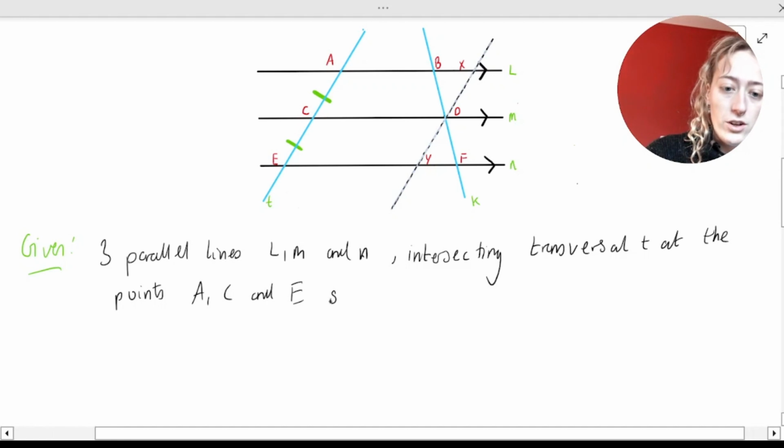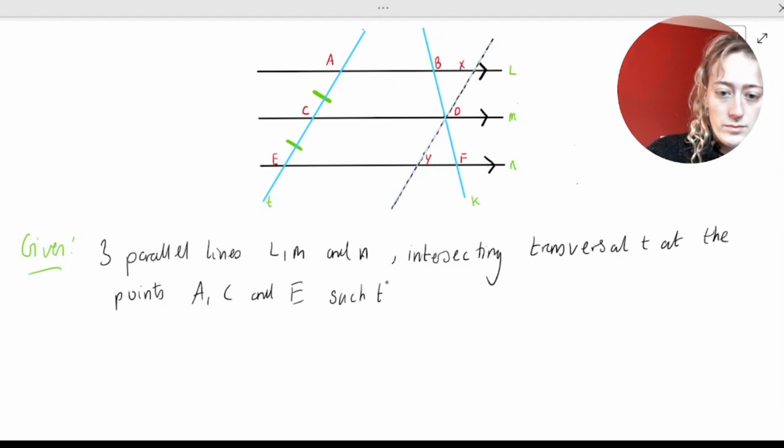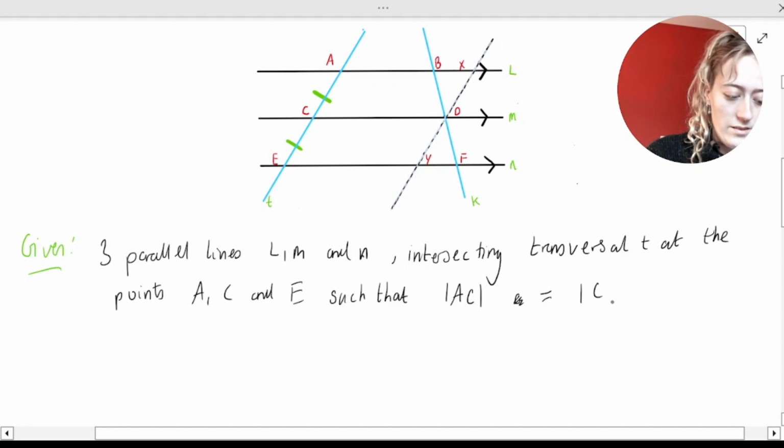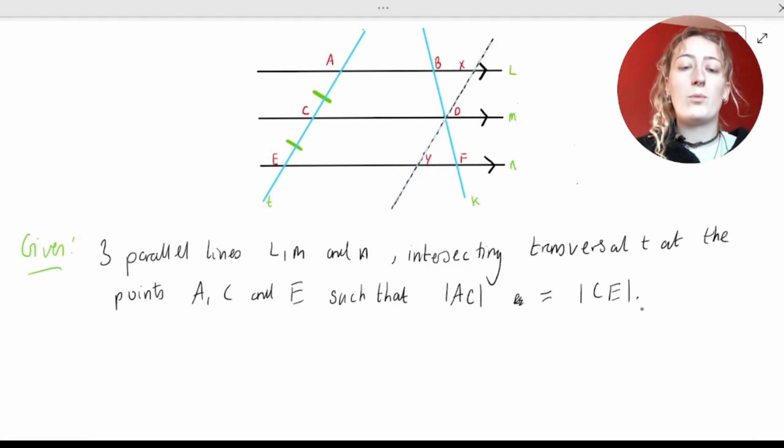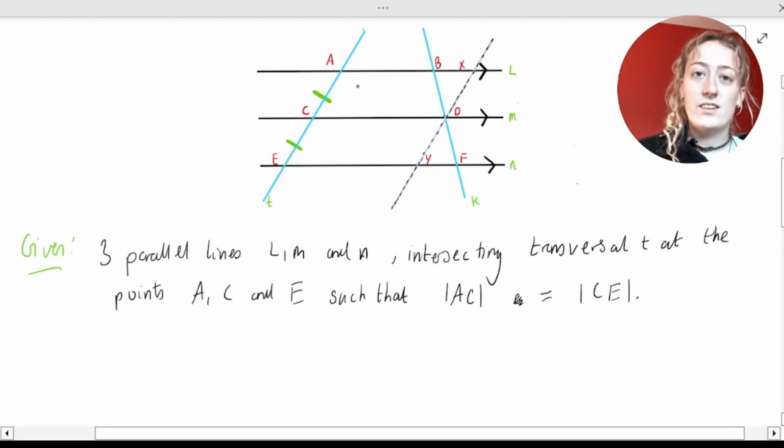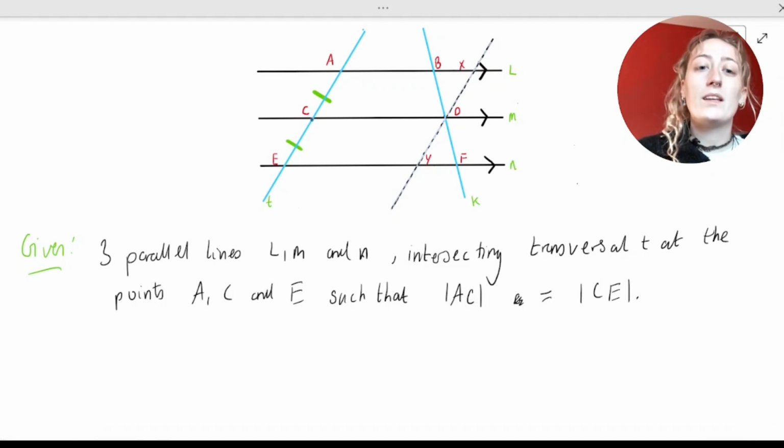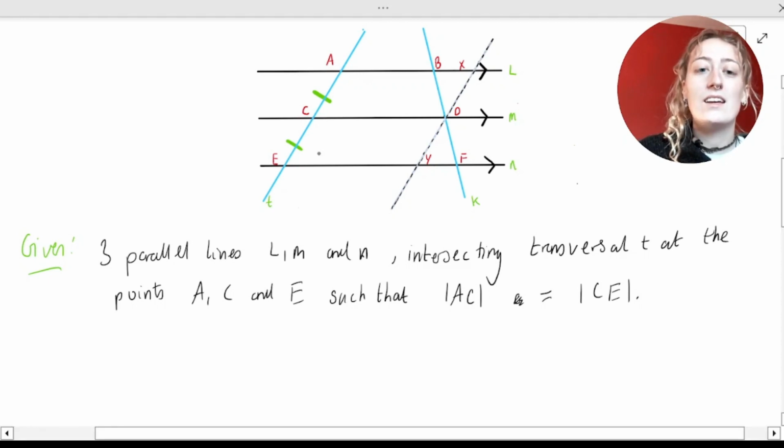Okay, such that distance AC is equal to distance CE. Okay, so it's exactly what we're setting up. We're setting up a situation where we've got 3 parallel lines, a line crossing it, and that the 3 parallel lines split that line into equal segments. That AC, this distance between A and C, is equal to the distance between C and E.